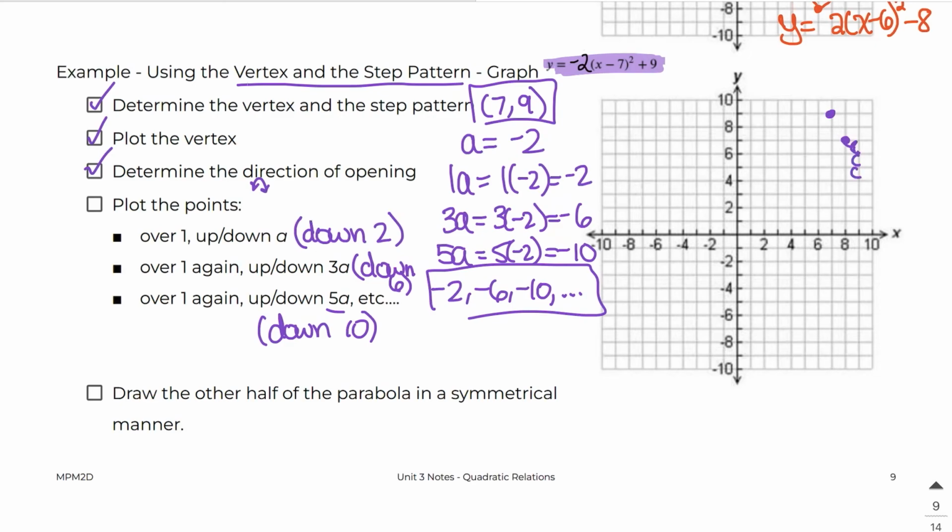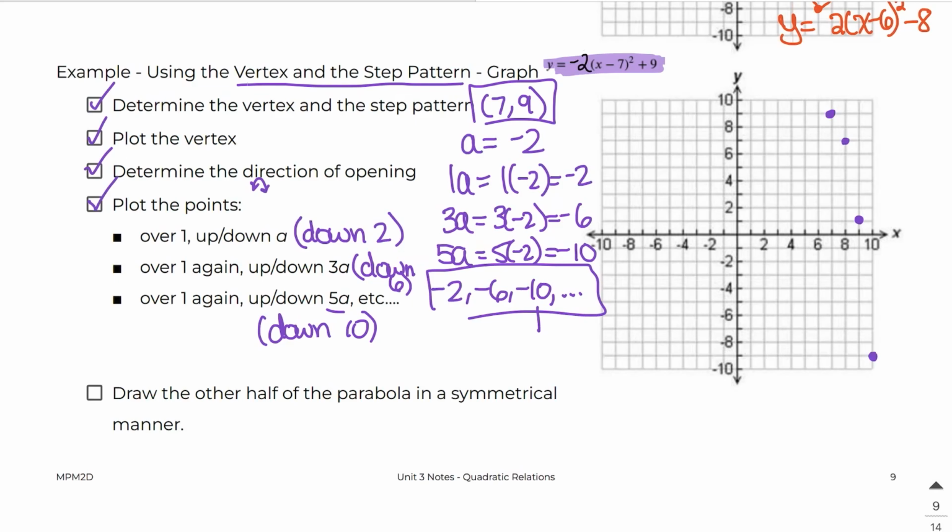1, 2, 3, 4, 5, 6. Where did I get the 6 from? From this part of my step pattern. And then lastly, I'm going to go over 1 and down by 10. I think this should be enough points for me to see what's going on. So over 1 and then down by 10. 1, 2, 3, 4, 5, 6, 7, 8, 9, 10. So that's half of my parabola.